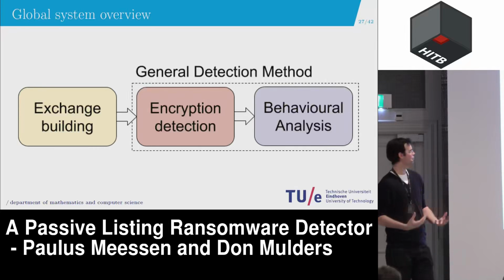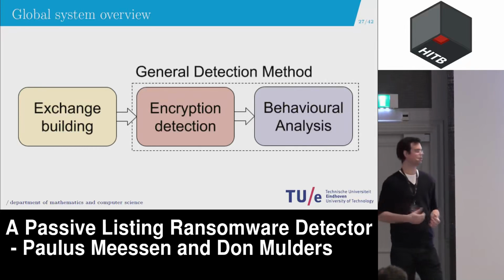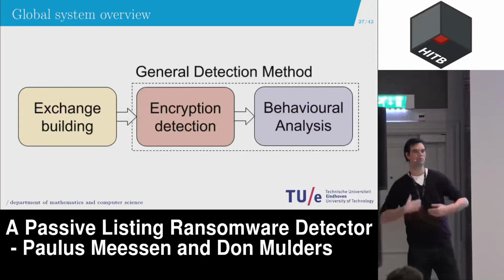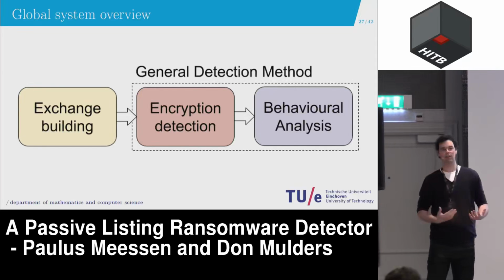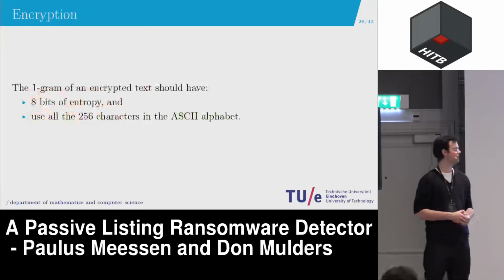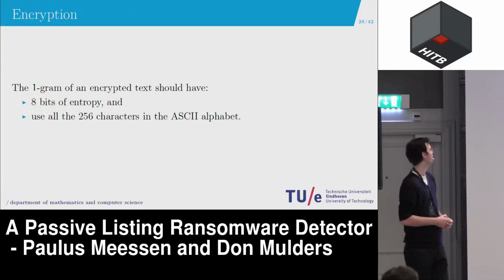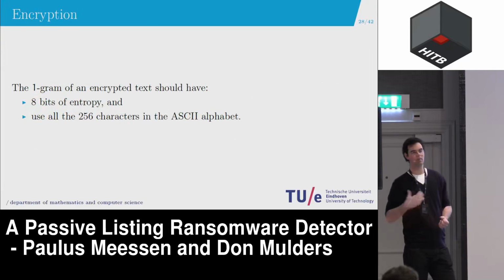So we now have a tool to say if a certain text is encrypted, and then we need to move on to a behavior analysis of that in order to convert that into an actual detector that helps us to find ransomware. So we need to make a prediction about what kind of entropy values are associated with encryption.